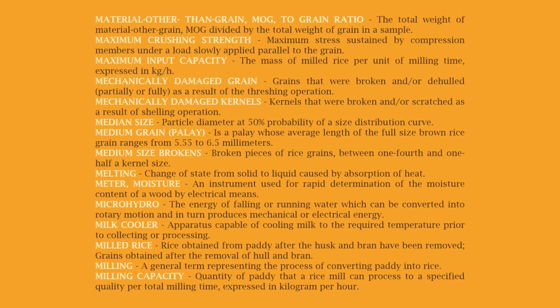Maximum input capacity, the mass of milled rice per unit of milling time, expressed in kilograms per hour. Mechanically damaged grain, grains that were broken and/or dehulled partially or fully as a result of the threshing operation. Mechanically damaged kernels, kernels that were broken and/or scratched as a result of the shelling operation. Median size, particle diameter at 50% probability of a size distribution curve.